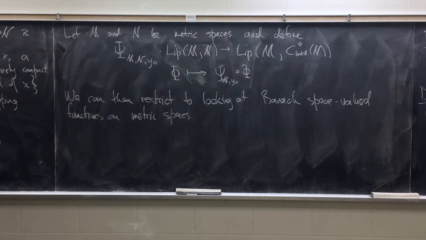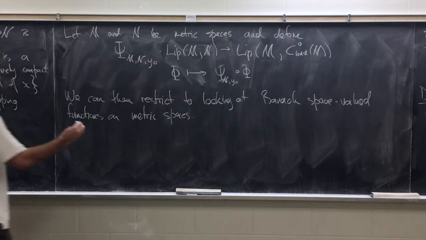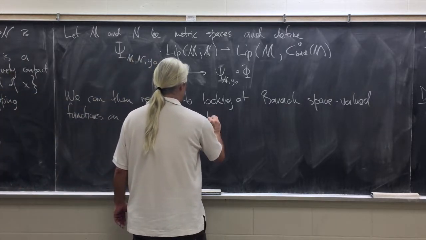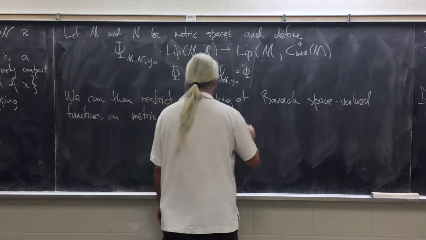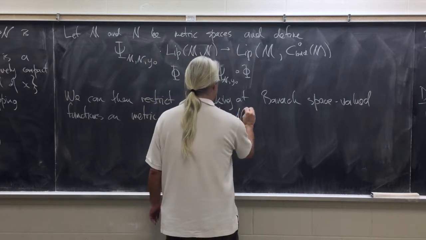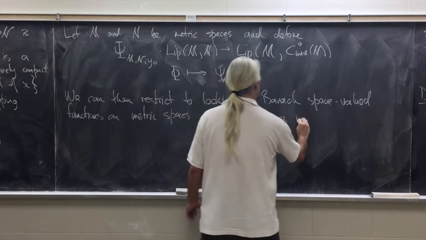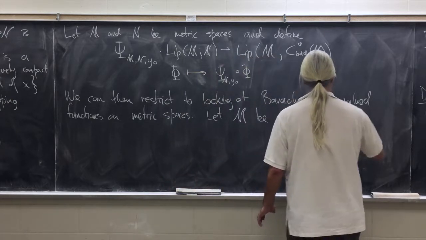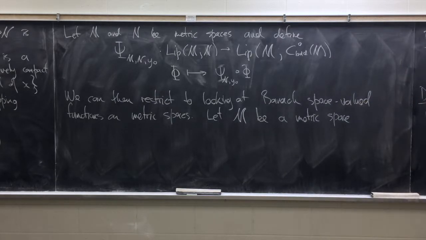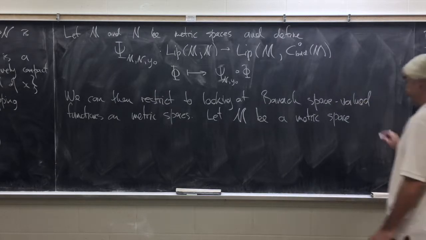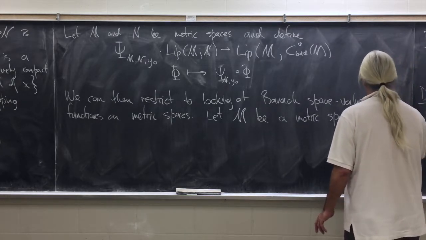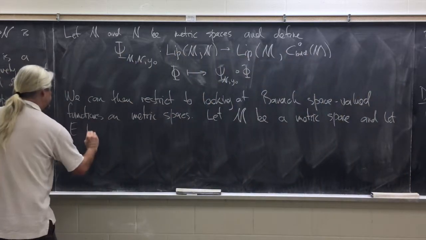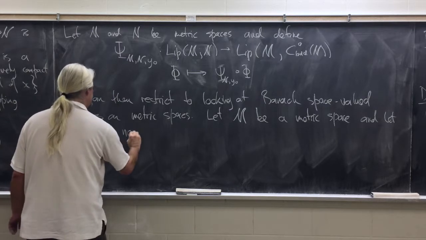All right. Okay, so here's, I won't state this as a formal theorem. It's relatively straightforward. Let M be a metric space. And there's really no reason for this to be a Banach space. It could just be a normed space. And let E be a normed space.